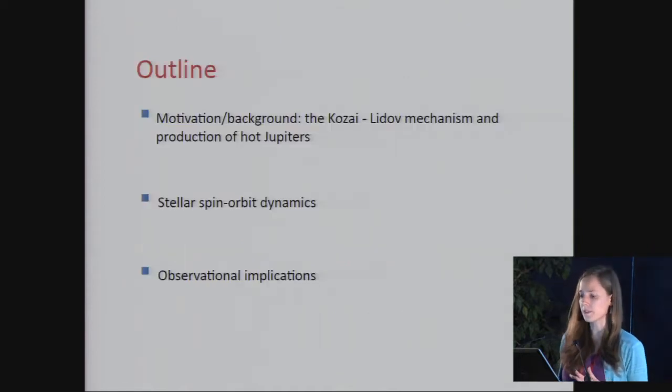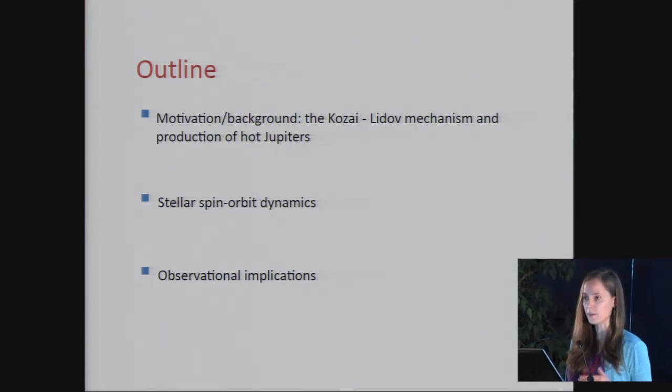So I'll start just by providing some background and reviewing the Kozai mechanism and how you can produce a hot Jupiter from that. Then I'll discuss the stellar spin orbit dynamics, and then end with some observational implications.